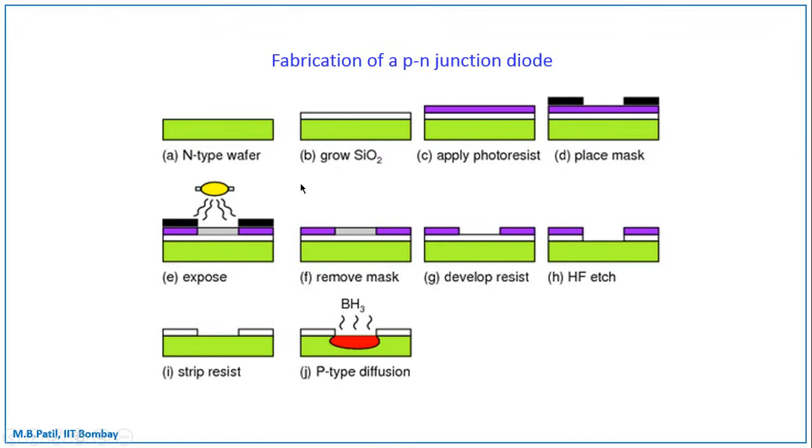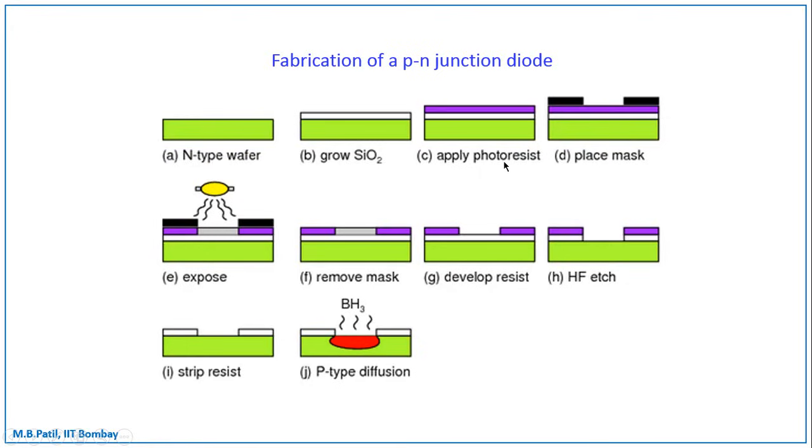Let us go through a very simple fabrication process, namely fabrication of a p-n junction diode. Here is the cross section of an n-type wafer. That means it's a silicon wafer with n-type doping such as phosphorus. We first grow silicon dioxide on that, shown there. After that we apply photoresist, shown with this purple layer here.